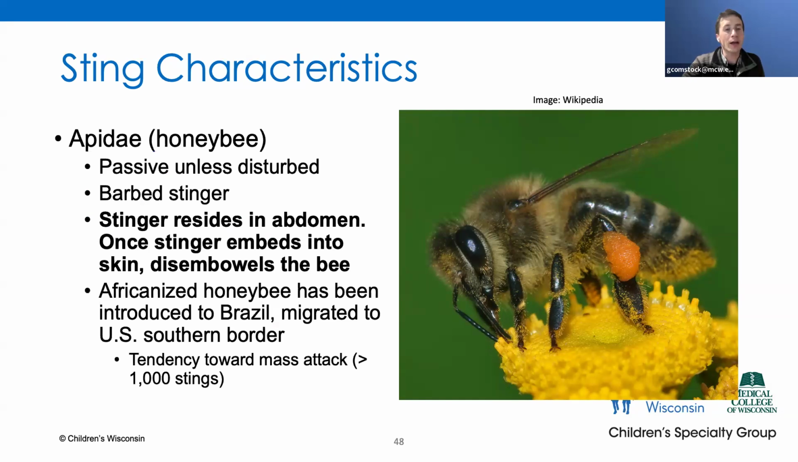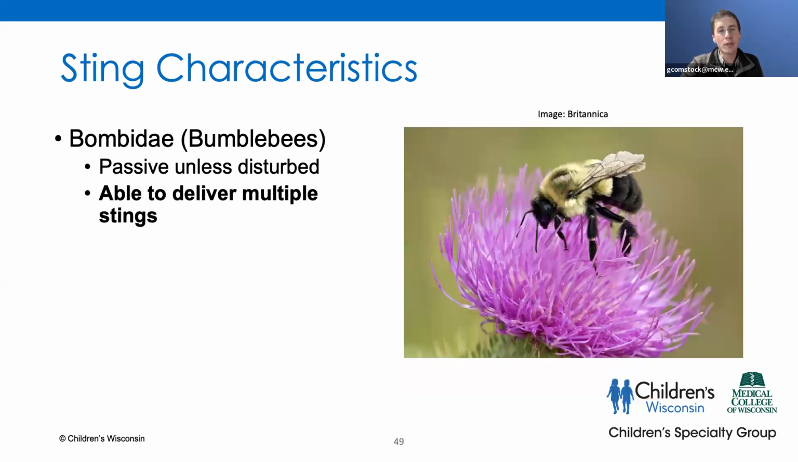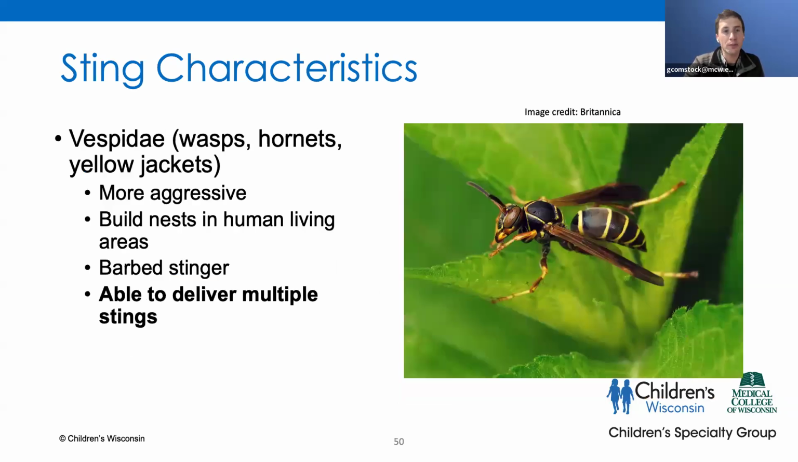One thing to add on to the talk about the honeybees is that there is this Africanized honeybee that was initially introduced to Brazil and has migrated to around the United States southern border. And these have the tendency to do something that sounds utterly horrifying, which is these mass attacks. And it's been reported that it can include over 1,000 stings. So very different behavior than our native honeybees and potentially something more concerning. The bumblebees, conversely, they're able to deliver multiple stings, but both of these types of bees are generally pretty passive unless you mess with them.